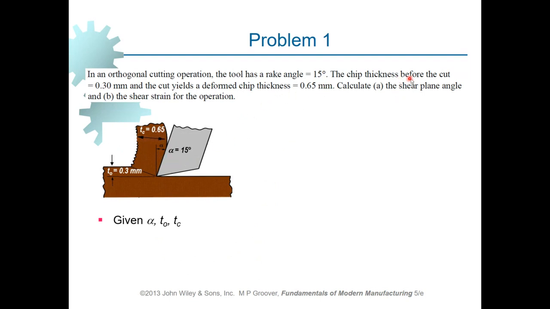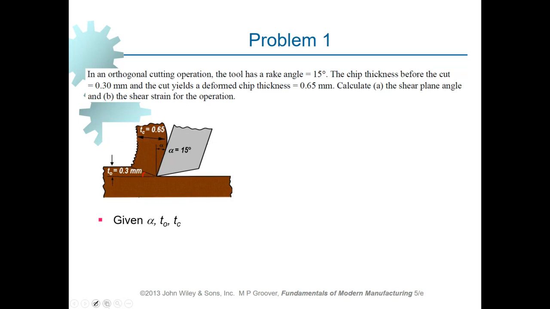The chip thickness before the cut, or depth of cut, t0, is equal to 0.3 mm, and the cut yields a deformed chip thickness of this much, 0.65 mm. So the thickness of the chip after it is separated from the workpiece is 0.65 millimeters. We are to calculate the shear plane angle, this angle right here, phi, and also the shear strain for the operation.